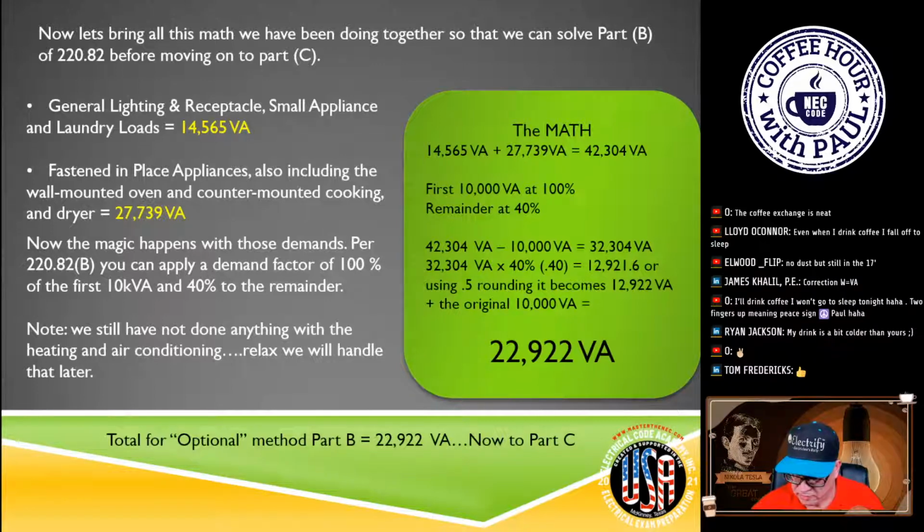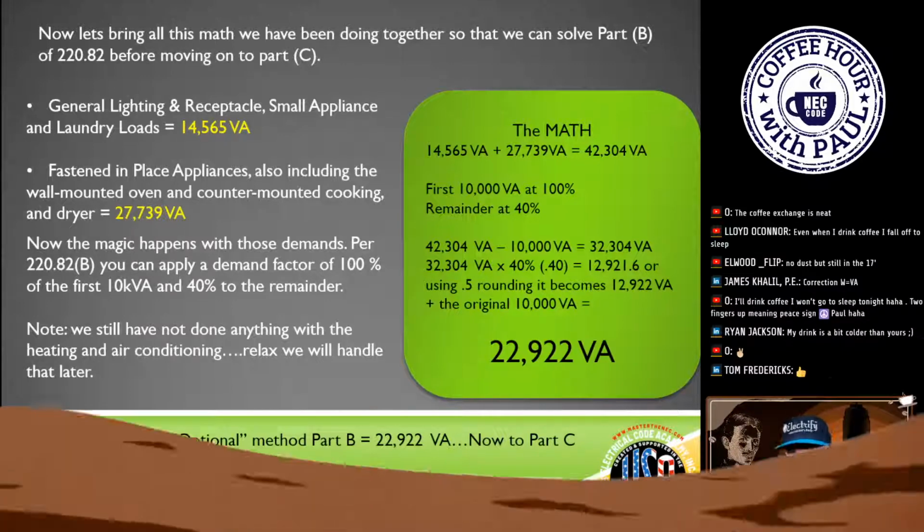So don't trust me. Get your calculator and verify that, as I'm going to do right now. Just to be sure, 42,304. Okay, we're good to go. All right, so in our code book, what does it say we have to do? So we're going to go back to the code book and look at it so that we can see what the code book says.